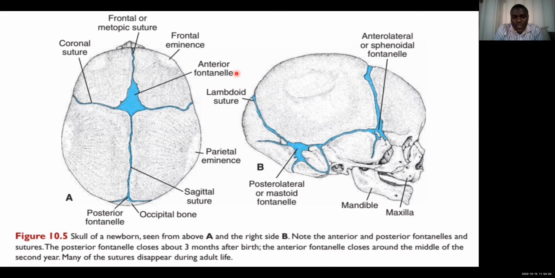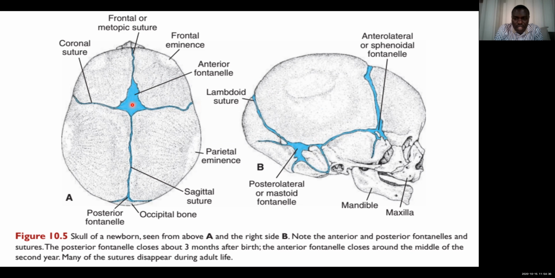There are 6 fontanelles on a fetal skull or a neonatal skull. The largest fontanelle is this one, which we call the anterior fontanelle. Fontanelles are covered by membranes. They are junctions between two or more sutures. They are covered by membranes. They are wider. The anterior fontanelle is the one I'm pointing at.